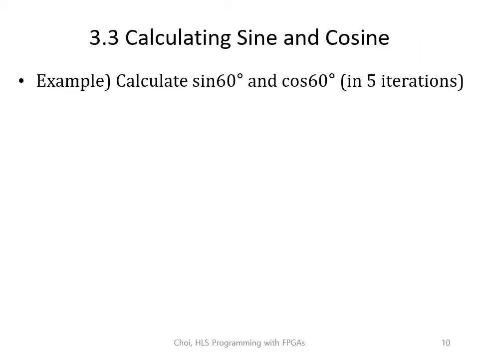All right, now let's be specific and see how to calculate the values of sine 60 and cosine 60. We first need to determine how many rotations we're going to perform. More rotations mean better accuracy, but more computation time. For now, let's set it to 5 iterations. So we're going to perform 5 rotations and try to get close to 60 degrees as much as possible.